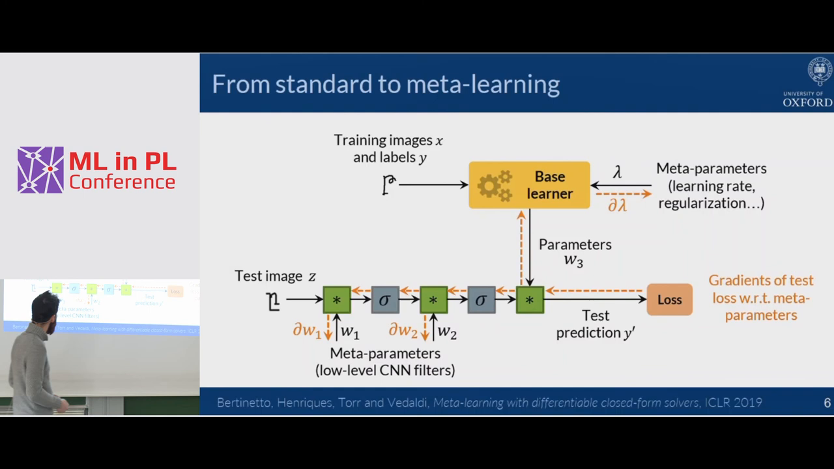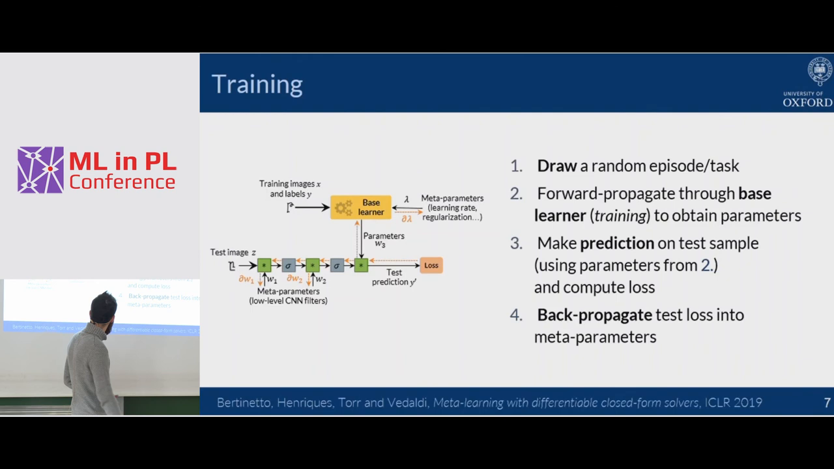So that's the whole meta learning business in this sort of view, which is you're trying to generalize across a bunch of episodes or tasks. You just select one, you forward propagate, so you evaluate the base learner, which trains a small model that's specific to that task to obtain parameters. Then you make one prediction on a test sample, and you incur an error based on that, and you backpropagate the error, and that will give you an adaptation for the meta parameters. So by doing that, you do meta learning.